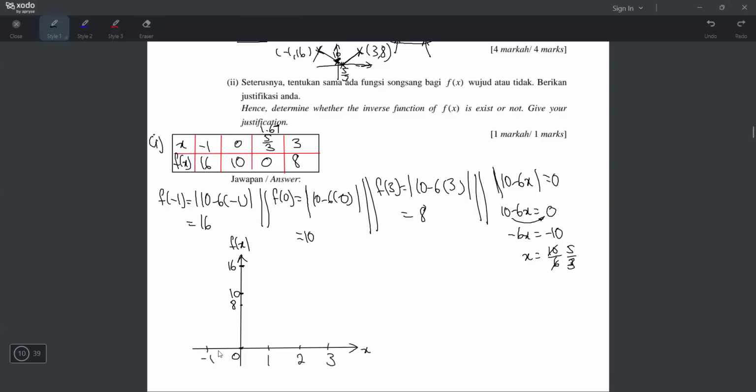So we start with negative 1, 16. So this is your first point. Okay, next one is 0, 10. That's the y-intercept. Okay. 5 over 3, 0. Okay, I'll teach you how. 5 over 3 is 1 point something. So it's definitely between 1 and 2, right?